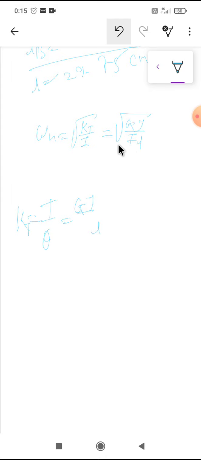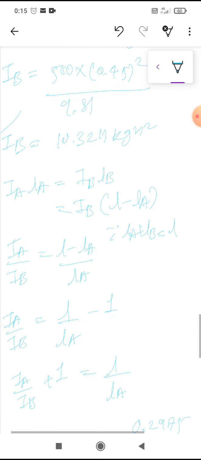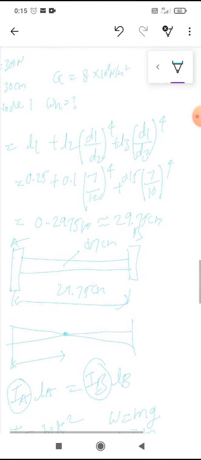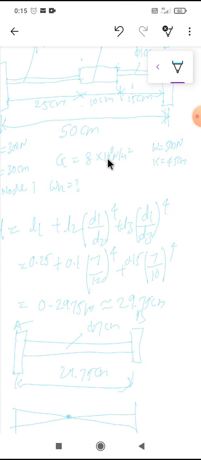Now which I or which L? As we know IA LA is equal to IB LB, so we can take any of them, because the multiplication of I and L for both rotors is the same. You can take IA LA or IB LB, they are one and the same. Now what is G? That is the modulus of rigidity, the value is given, that is 8 into 10 raised to 11 Newton per meter square. Okay, fine.